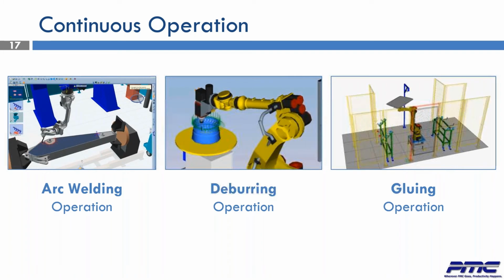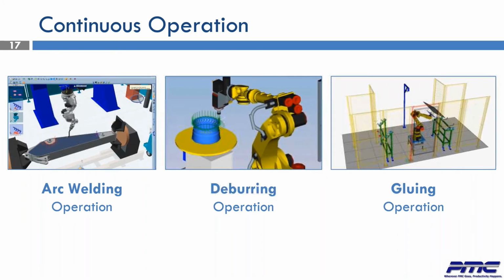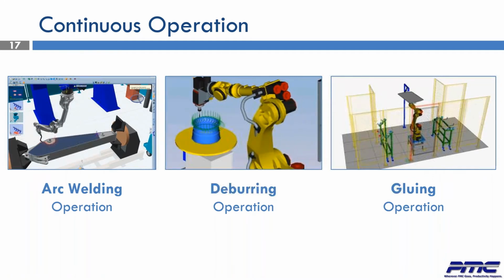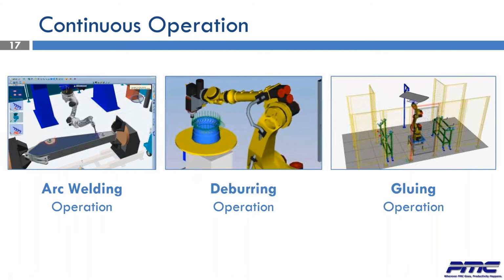In the first example for the arc welding, we are using a universal application. In this case it is the OMIA V6. And for the other two examples, for the deburring and gluing operation, we are using Process Simulate from Siemens, also a universal solution.